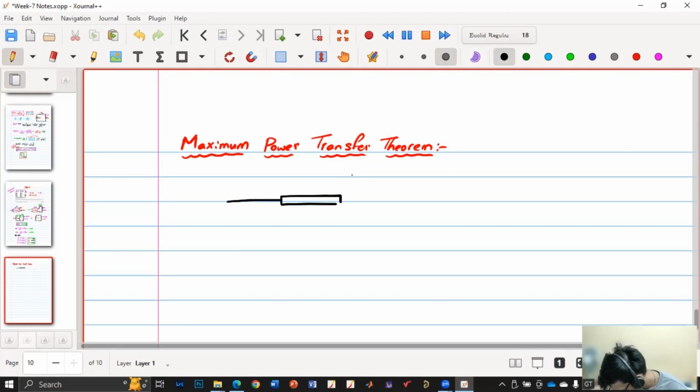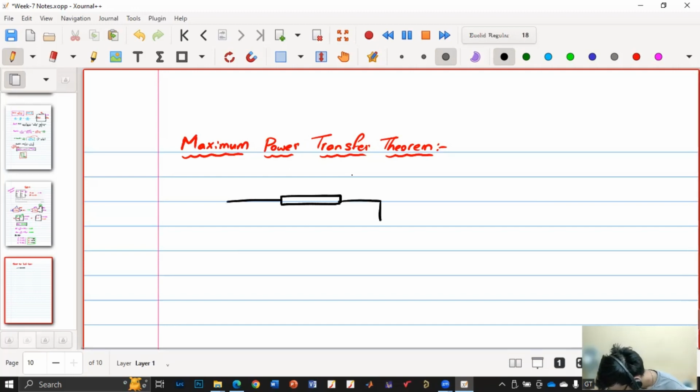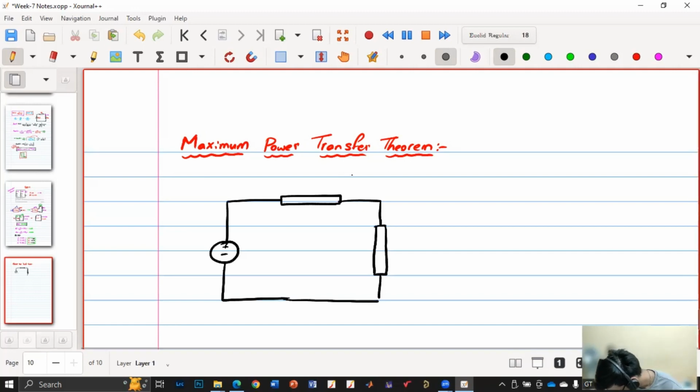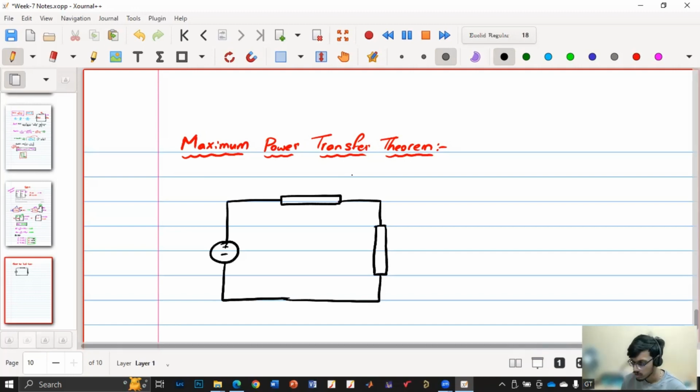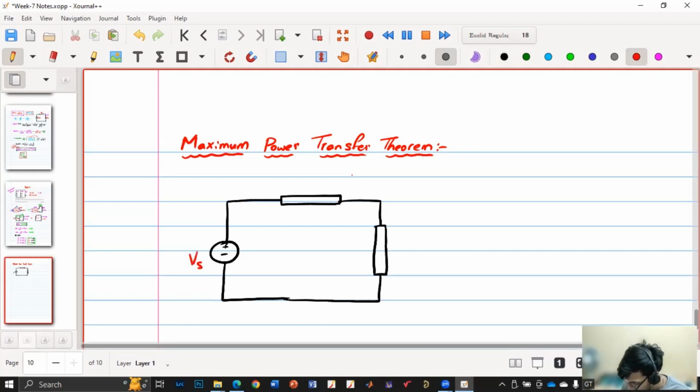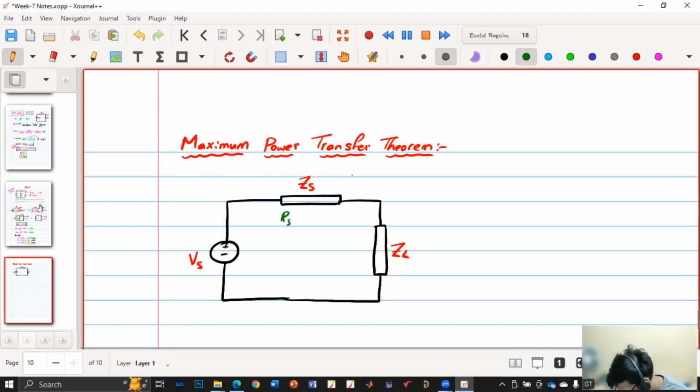So the basic idea is to vary one variable, find the power expression, and then differentiate it with respect to that variable, and at maximum power the derivative is 0. So that's how we solve, but we'll not be going into all the details. So this is Vs and this is a source impedance Rs plus jXs, and this is the load impedance RL plus jXL.